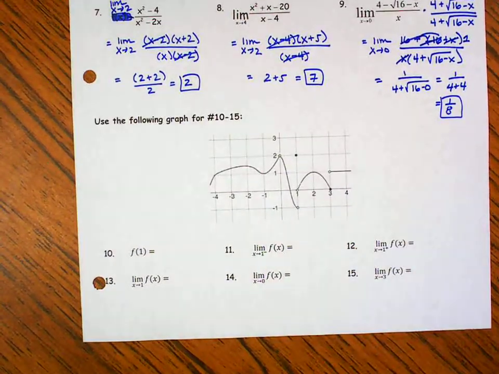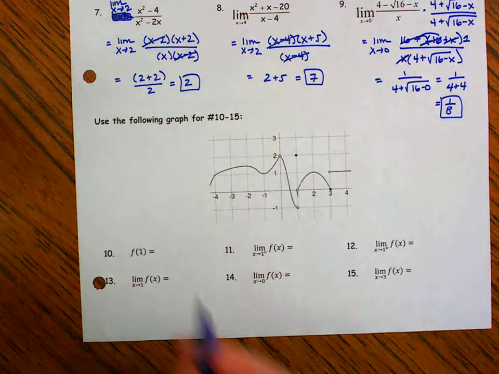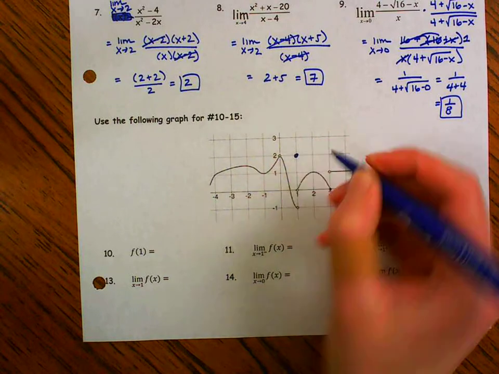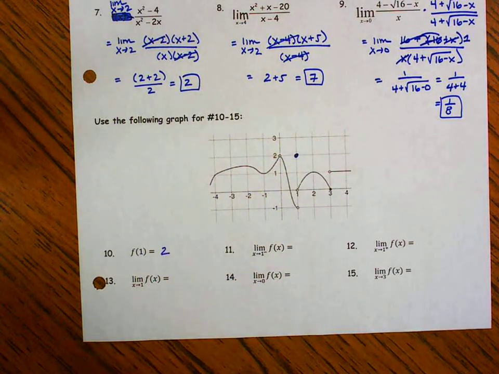So the next thing we did a lot of is limits from graphs. The first thing it actually asks us for is a function value. So if I go to 1, I'm looking for the filled in dot. And the filled in dot has a y value of 2.